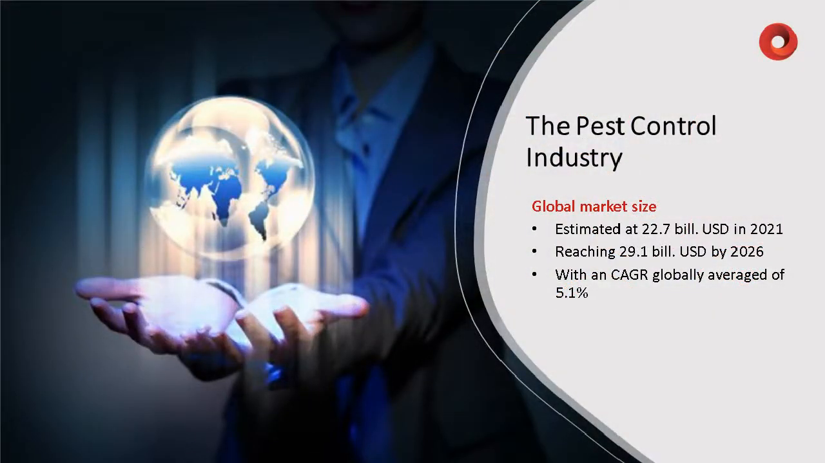The pest control industry on a global view is estimated to be almost $23 billion here in 2021, expected to reach $29.1 billion by 2026. So it's a good market to be in. The compound annual growth rate is estimated to be about 5.1%. So it's definitely a market where there's a lot of potential and it keeps on growing.